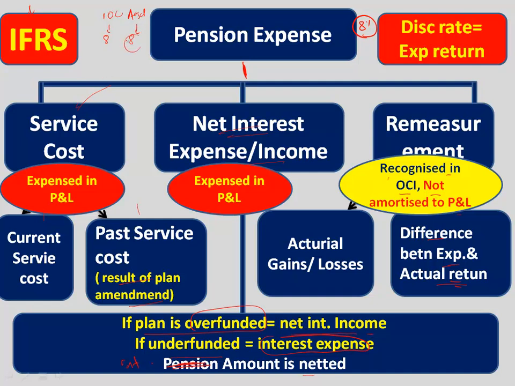On this asset, my interest income is 8. This is not a real income, mind you. I have expected a return of 8%. So my net interest cost is 0. So here it would be 0 on my profit and loss account. But actual return on my assets was 10. So I have actually earned a return of 2 extra. So those 2 extra I will take to my OCI. And this would remain in my OCI.